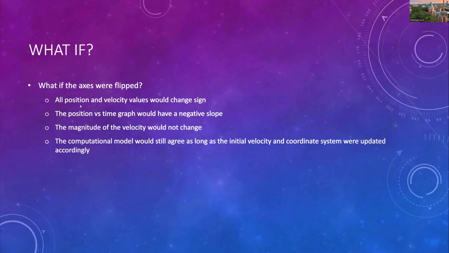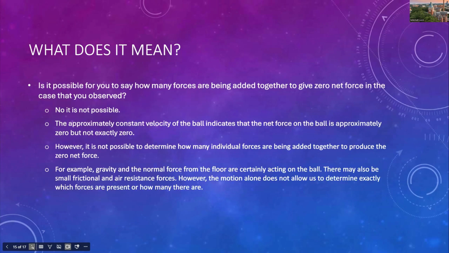So, what if the axes were flipped? Well, if the axes were flipped, all position and velocity values would change sign. The position versus time graph would have a negative slope. The magnitude of the velocity would not change, and the computational model would still agree as long as the initial velocity and coordinate system were updated accordingly in the code.